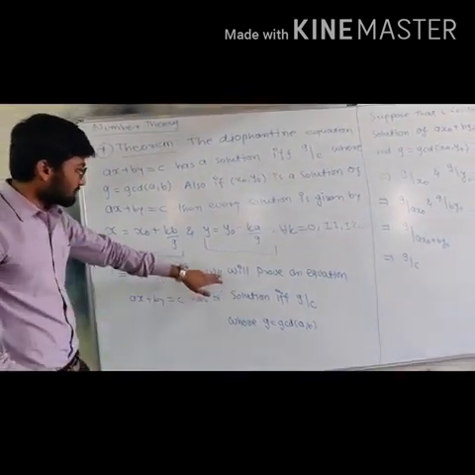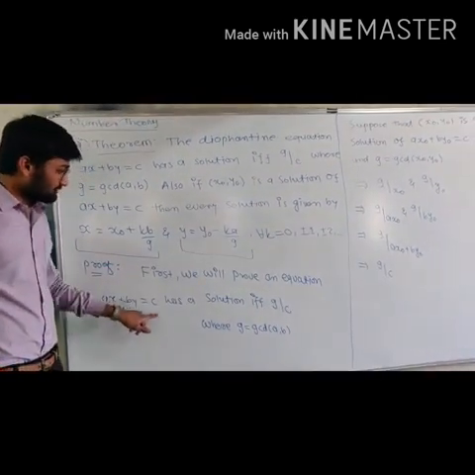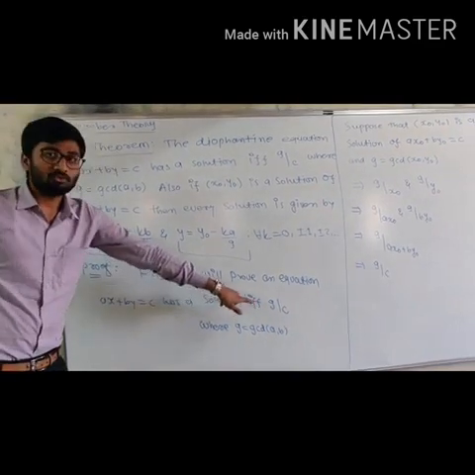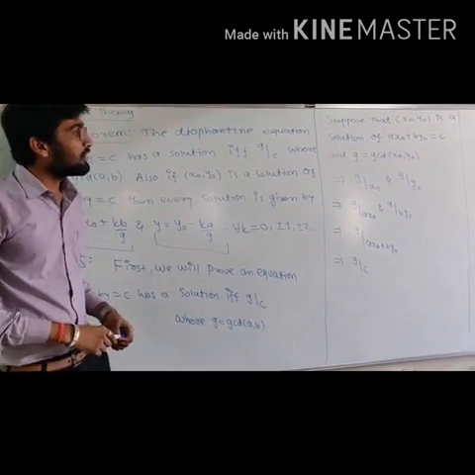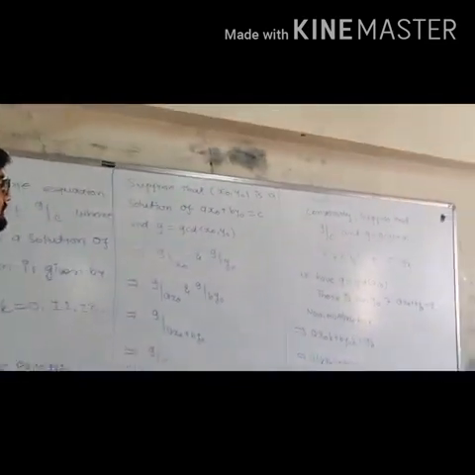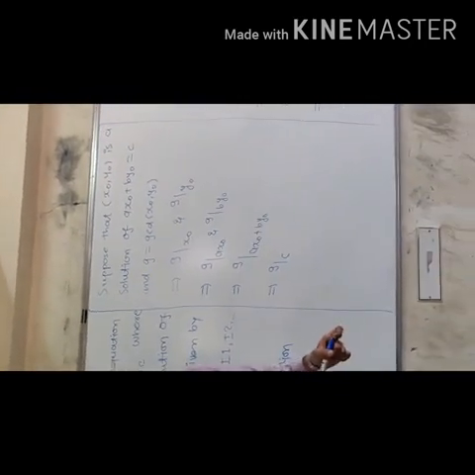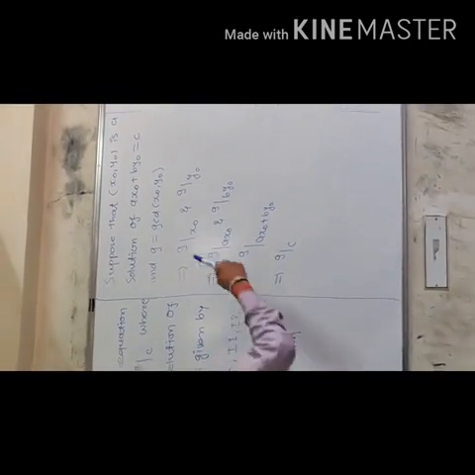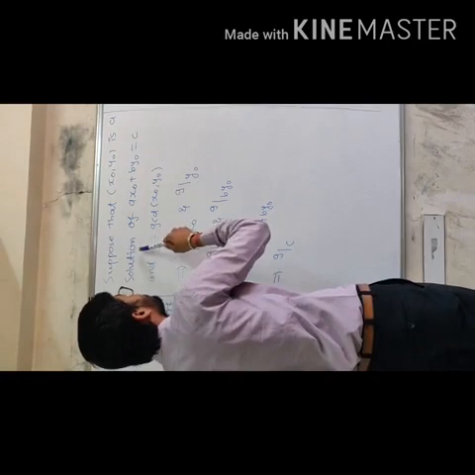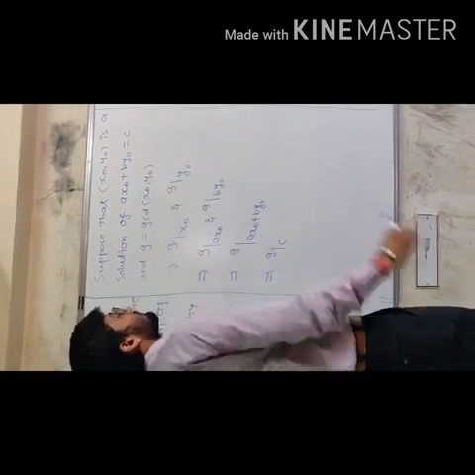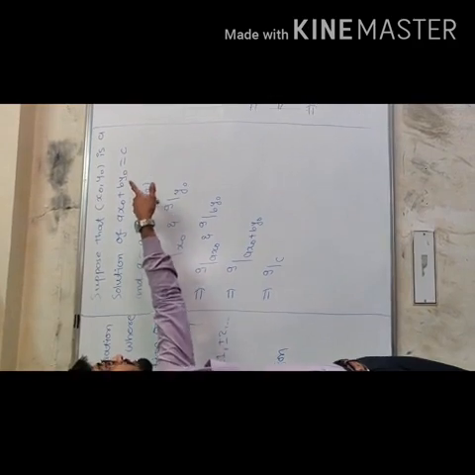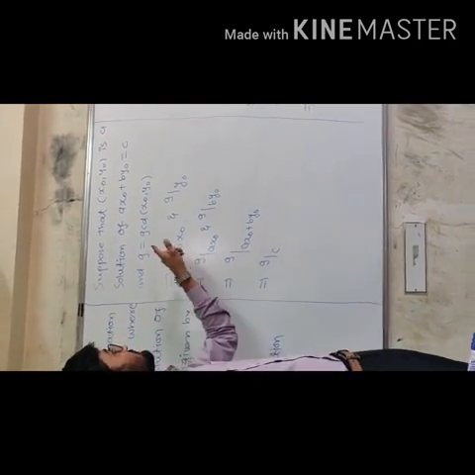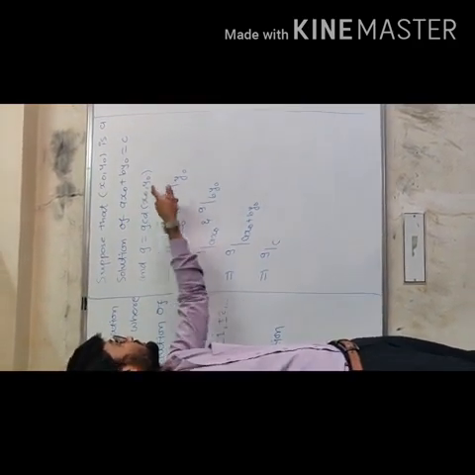So first we will prove that the equation ax plus by equal to c has a solution if and only if g divides c, where g is the GCD of a and b. Now suppose that ax plus by equal to c has a solution, and suppose x0, y0 is a solution of ax plus by equal to c. Then ax0 plus by0 equal to c, and g is the GCD of a and b.